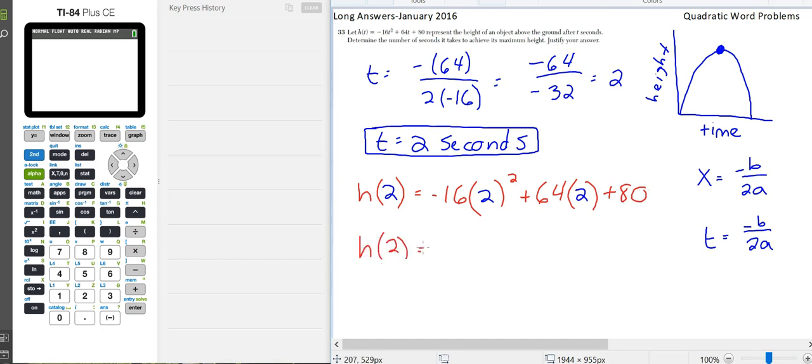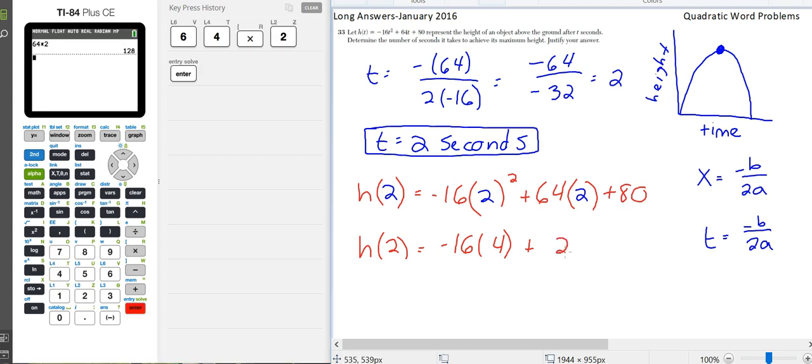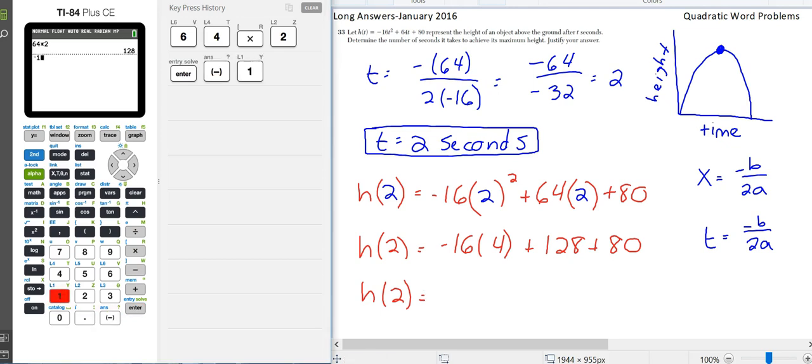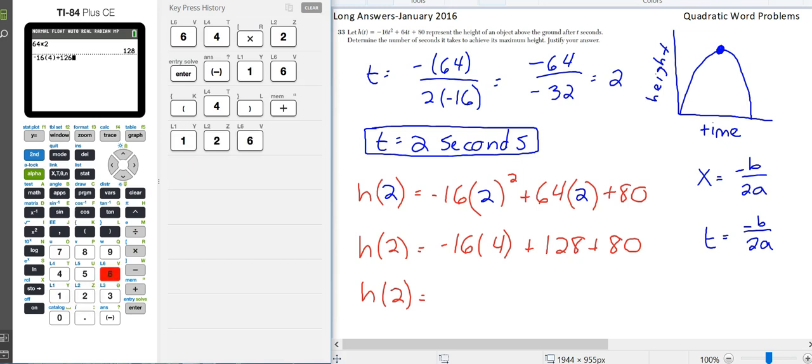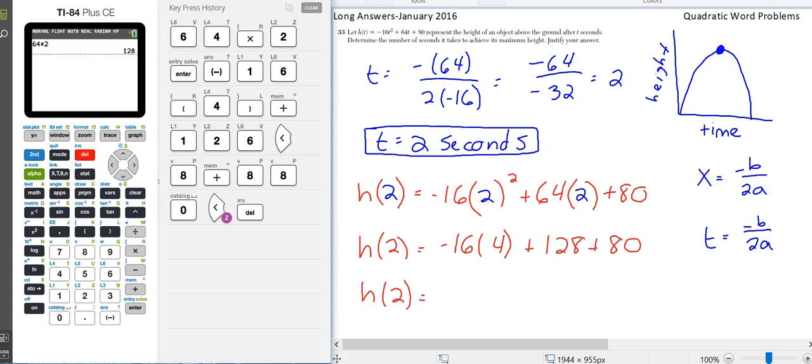h of 2 is equal to negative 16 times 2 squared, which is 4, plus 64 times 2, which is 128, plus 80. Let's just plug the whole thing into the calculator: negative 16 times 4 plus 128 plus 80. That's h of 2 is 144. So the maximum height of this object would be 144. It doesn't tell us the units, so just 144 units.